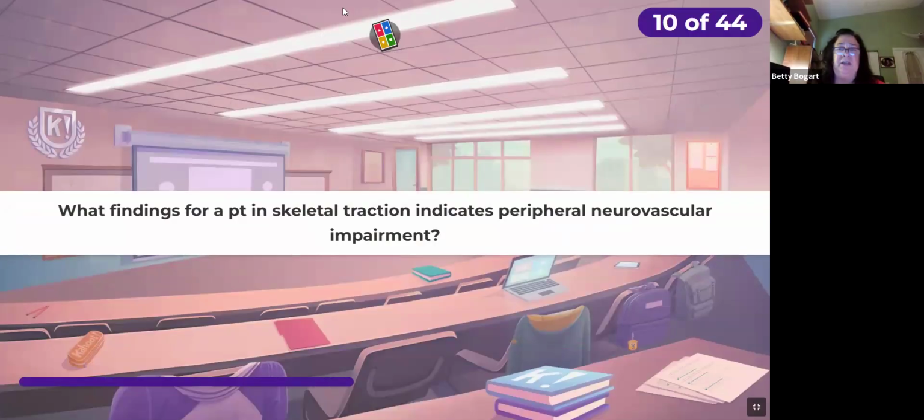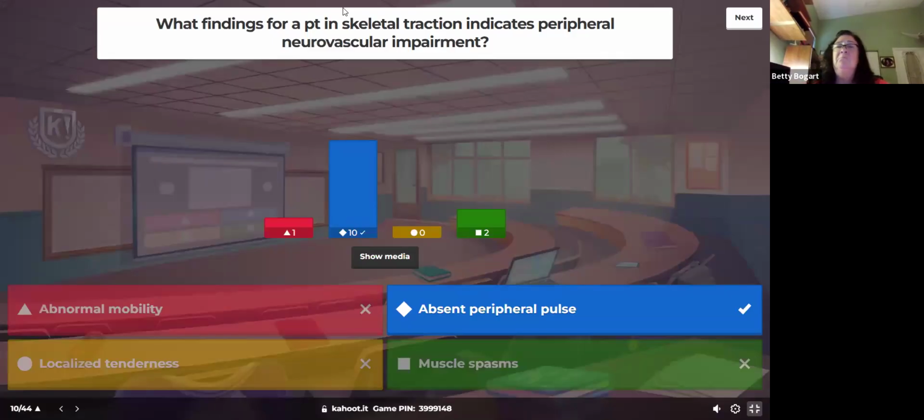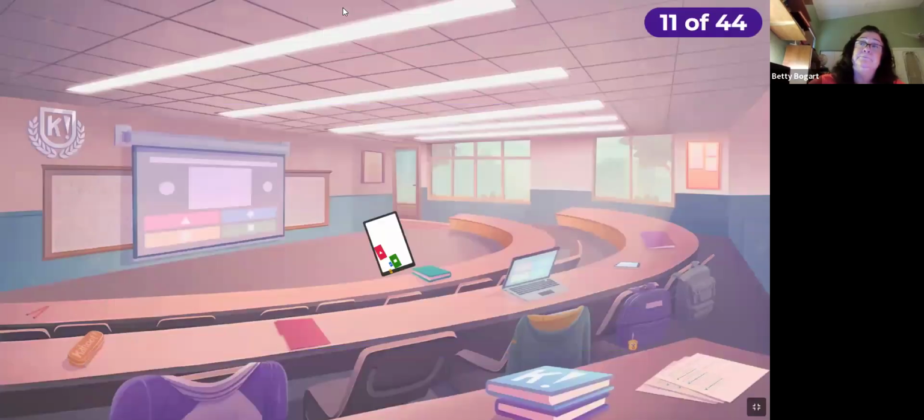What findings for a patient in skeletal traction indicate peripheral neurovascular impairment? So neurovascular impairment, that means there's no blood flow going down there. So it's an absent peripheral pulse. Absolutely.